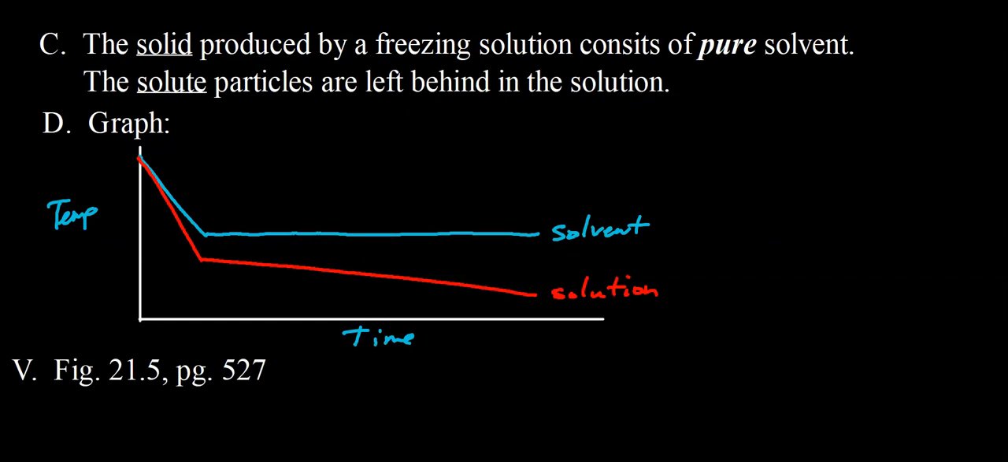Once again, we'll do it from here. So here's the freezing point of the solvent by itself. And right here it reaches kind of an initial minimum temperature. So from here to here, that is our delta T, the difference between the freezing point of the solvent and that of the solution. Take a look on page 527, figure 21.5.